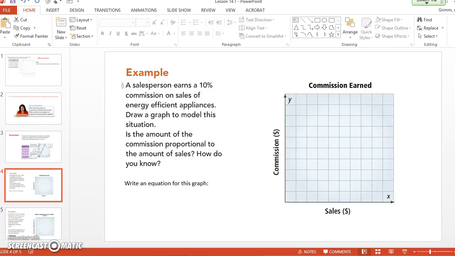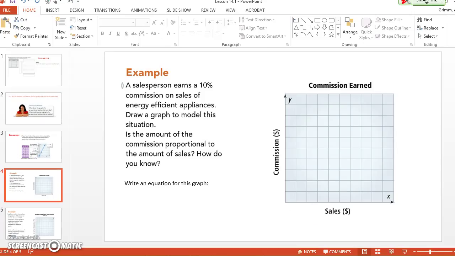Okay, so let's talk about this one. Now this one's pretty open-ended. So we have to figure out what we want to do for sales and commission. Sales is the X, Taylor, because commission comes second. You have to have your sales in order to figure out your commission. So whatever comes second is always going to be your dependent. It depends on that one.